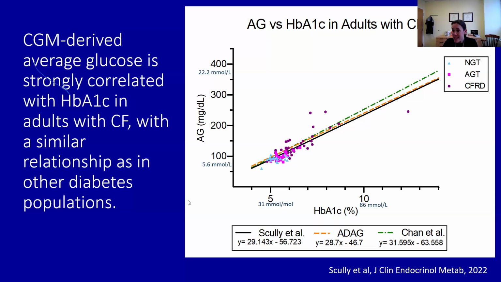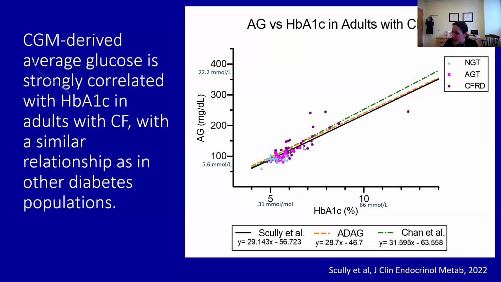And as you can see, A1C and average glucose by CGM are actually very tightly correlated. The orange line is the same relationship that was published with the A1C derived average glucose, or the ADAG study. That was a study in over 500 people with type 1 and type 2 diabetes and healthy volunteers. And as you can see here, there's really no difference between our line in our study with people with CF and the line of people with type 1 diabetes and type 2 diabetes.